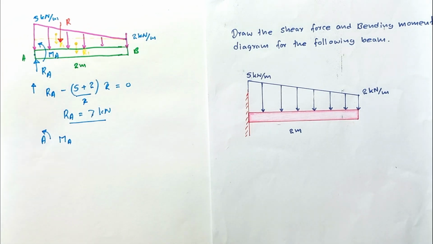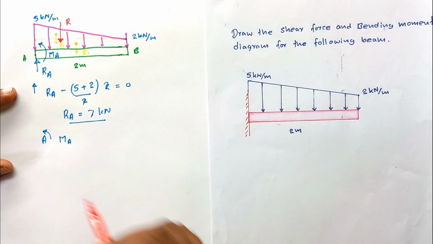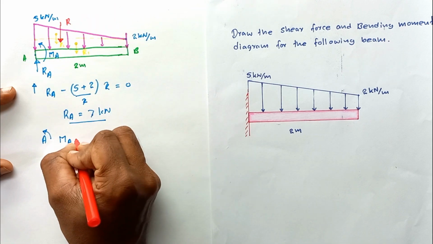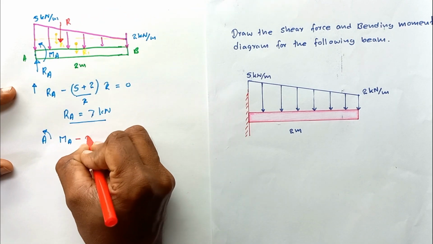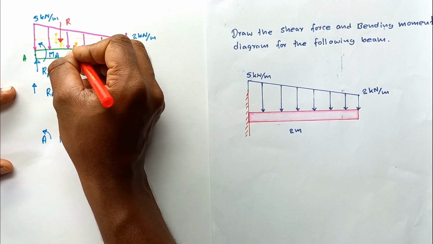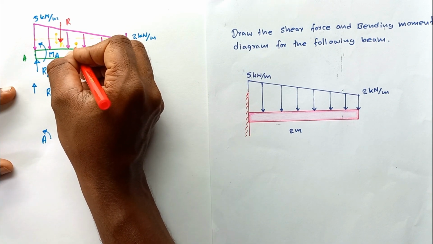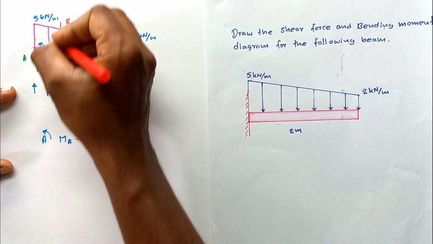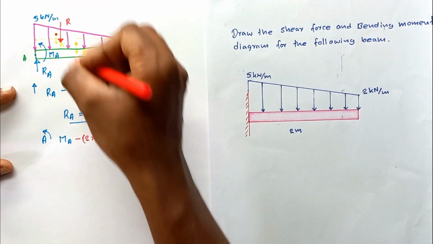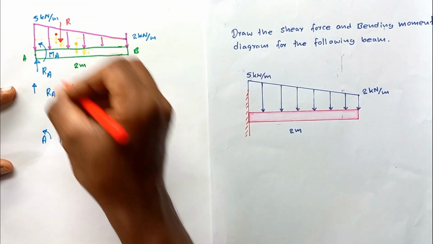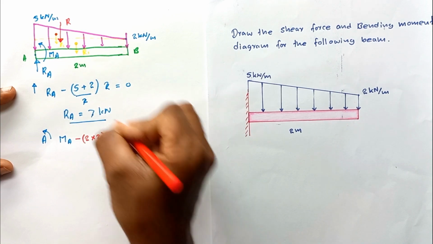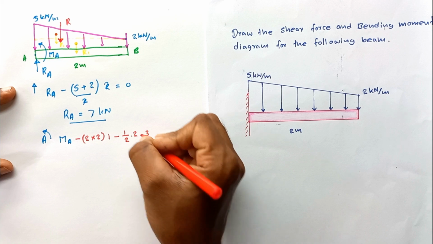Then what is the moment produced by the rectangular section? That is acting in the clockwise direction, so minus. The total area is equal to 2 times the height, which is equal to 2. The distance from A, this is acting in the middle of the rectangle, so that is equal to 1 meter. If you take the triangular section, again it is minus, the clockwise moment. So that area is equal to half times 2 times the height, which is equal to 3.